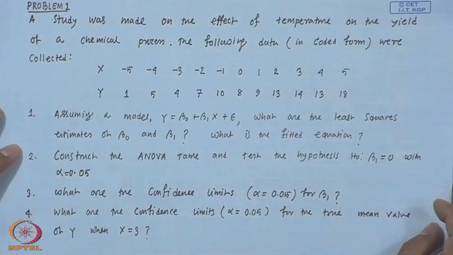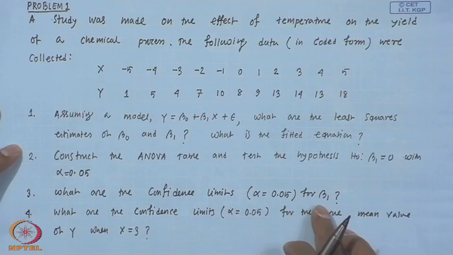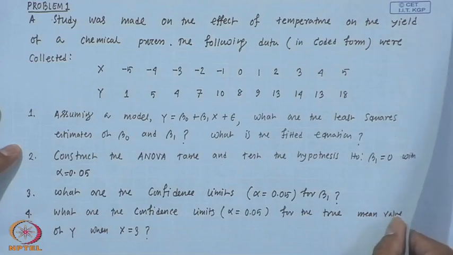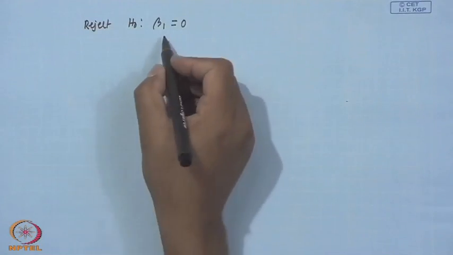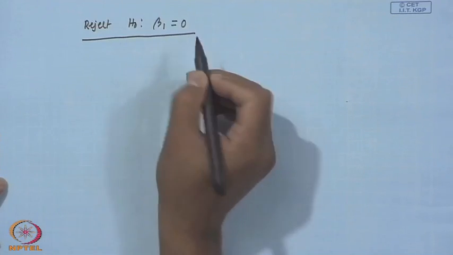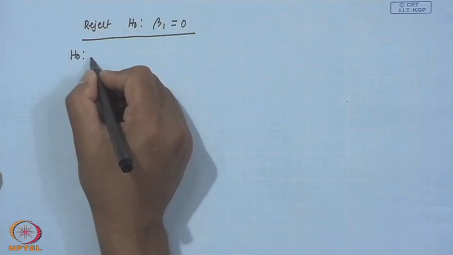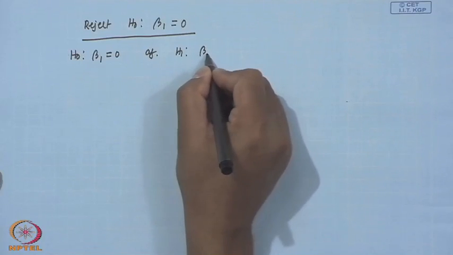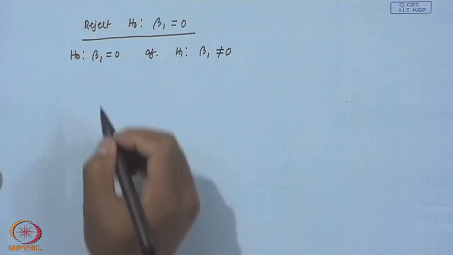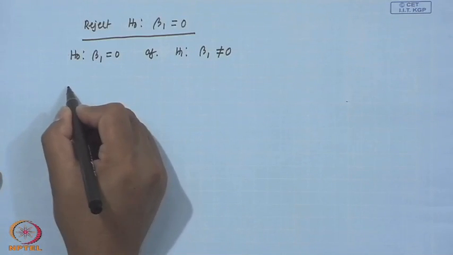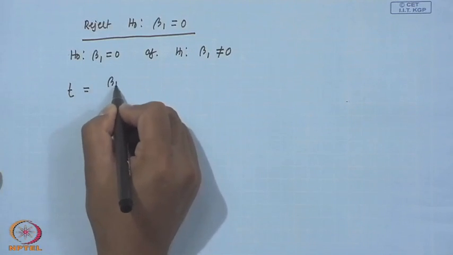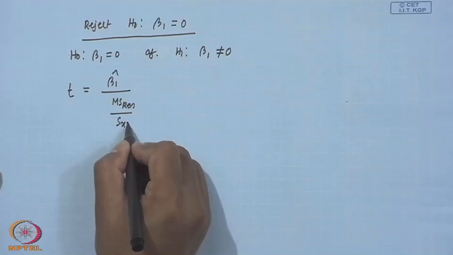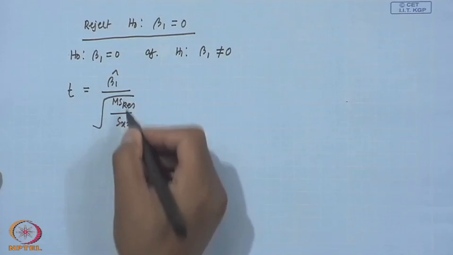So, the next problem is what are the confidence limits for beta 1? Okay. So, we have a point estimation for beta 1. Now, we will find the confidence limit for beta 1. Okay. So, before doing that, maybe you know already, but I want to say another way to test this hypothesis, that H naught beta 1 equal to 0 against H 1 beta 1 not equal to 0. This can be tested also using the t statistic, that is t equal to beta 1 hat by square root of MS residual by S_xx. I hope you know all these things.